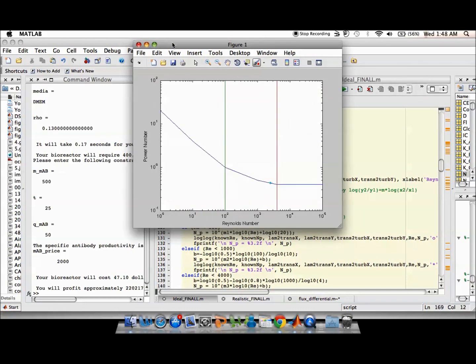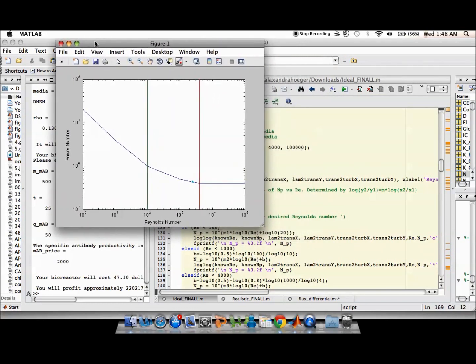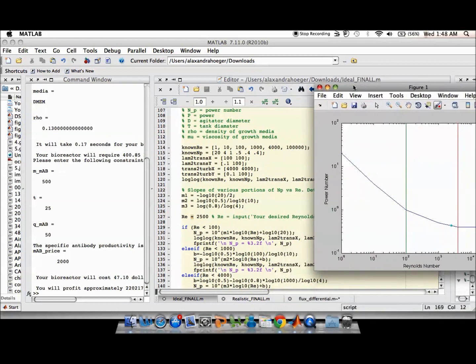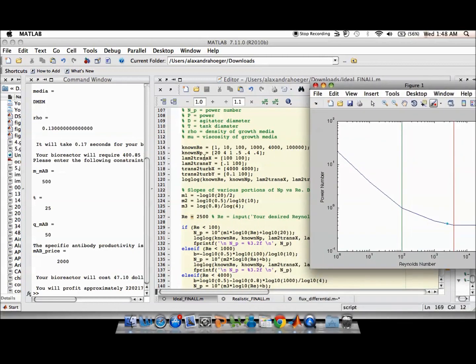Okay, so here's the graph that we care about. Each of these values that I have written here, the known RE and known power number, all correlate to a value that was plotted on this graph. And then these next lines were just used to draw these vertical green and red lines. Now here are my slopes of the various portions of power number versus Reynolds number. Here, I'll move this out of the way.